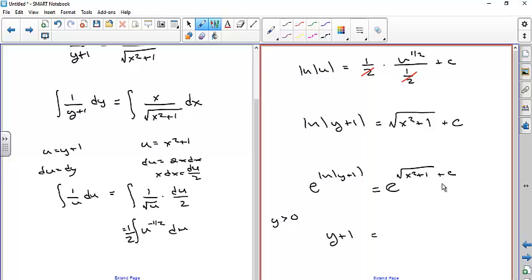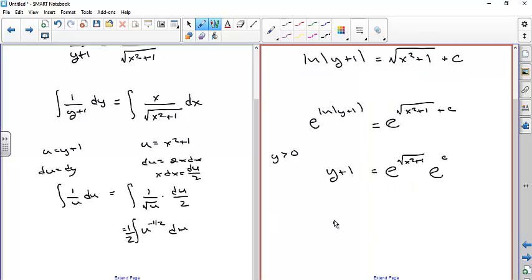On the right-hand side, remember, this is the same as e to the square root of x squared plus 1 times e to the c. So we have the same base, so you can break this sum of exponents into two separate exponents, and we can say that this e to the c is just another c.